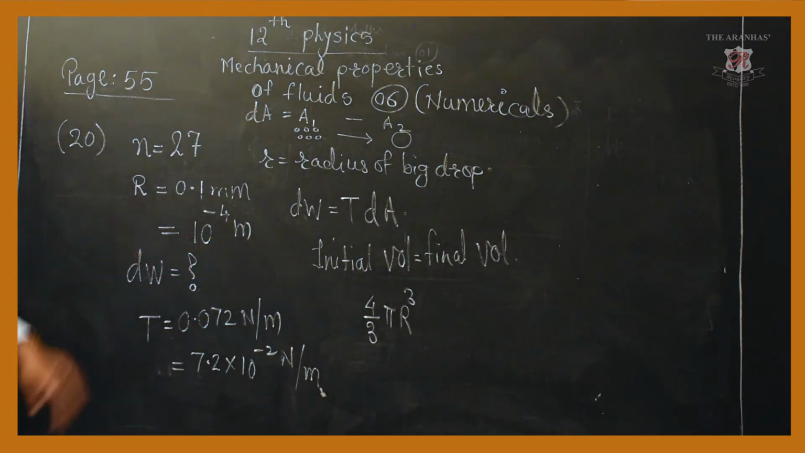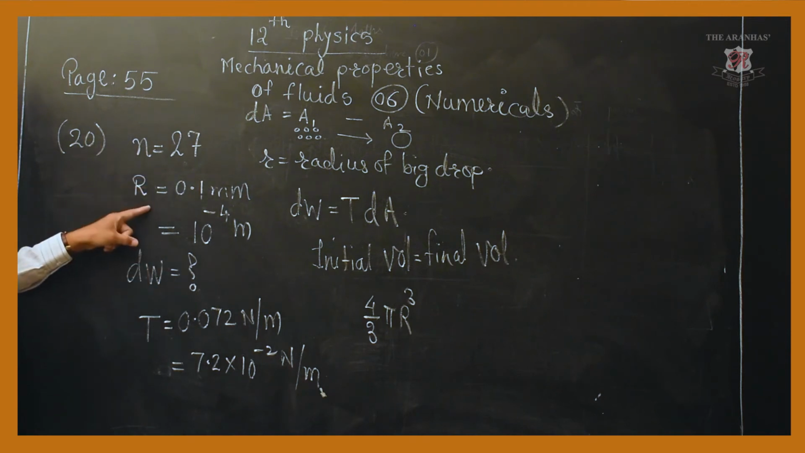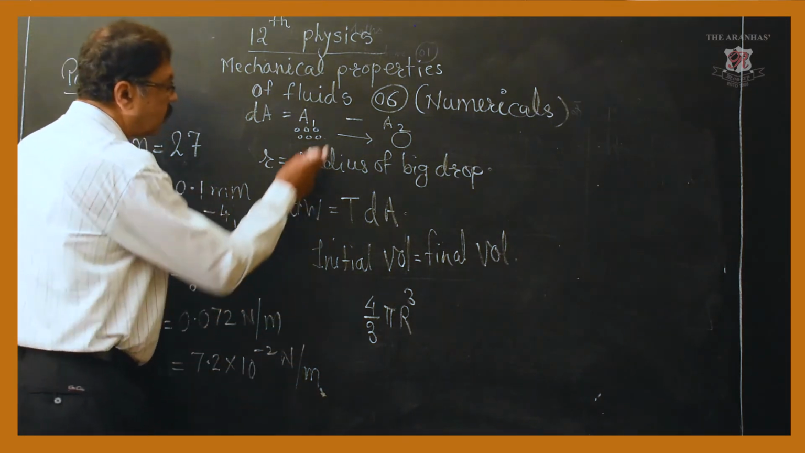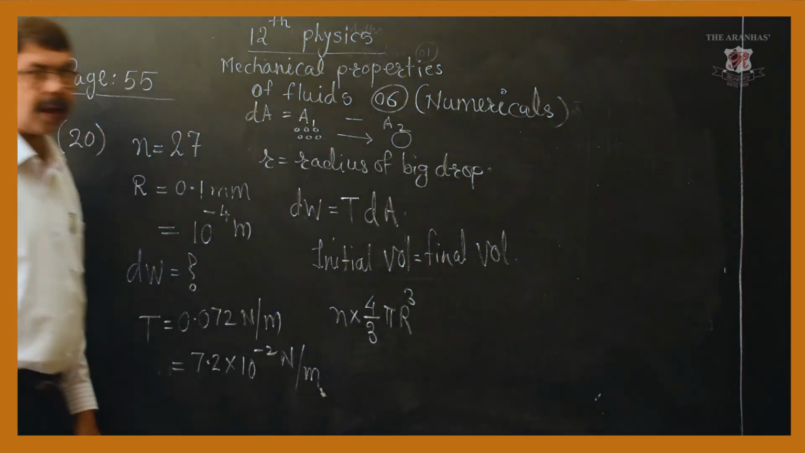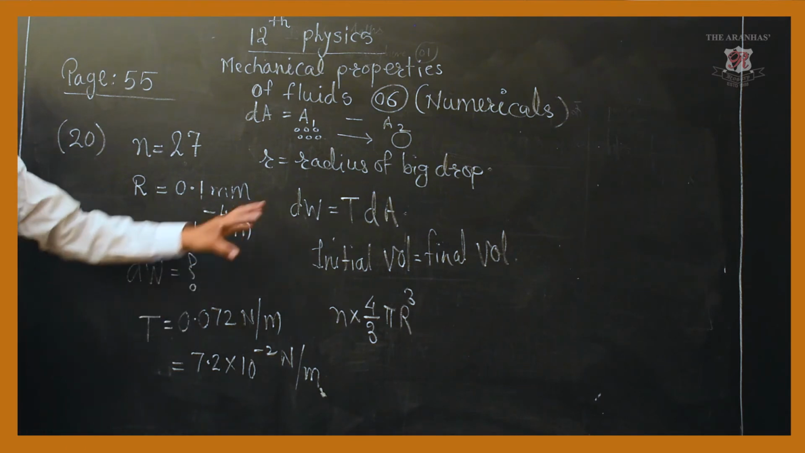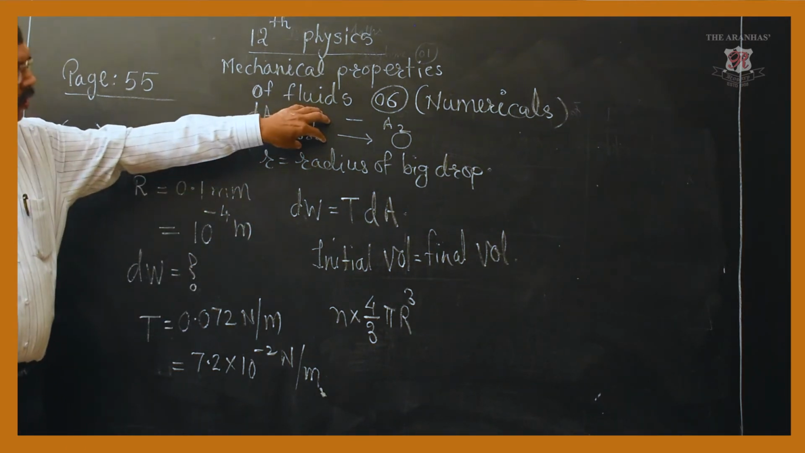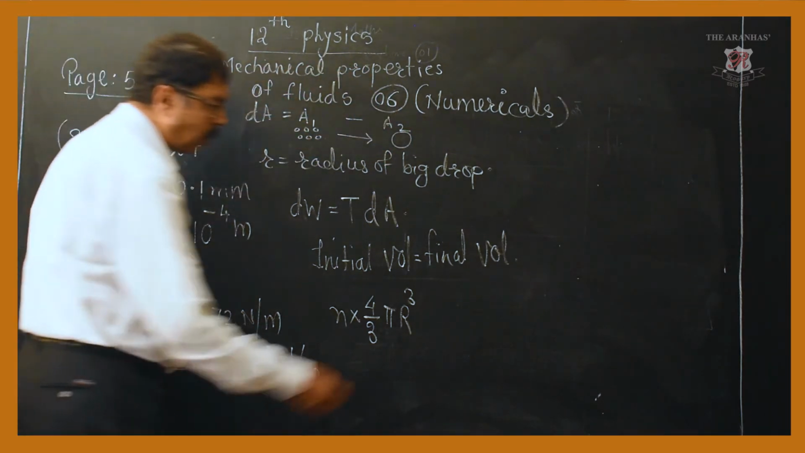Can you imagine this? Each droplet having radius r will have volume 4/3 pi r cube. So what is the total volume? N into 4/3 pi r cube. We have not added or removed water, so this total volume will remain the same for the bigger drop also.